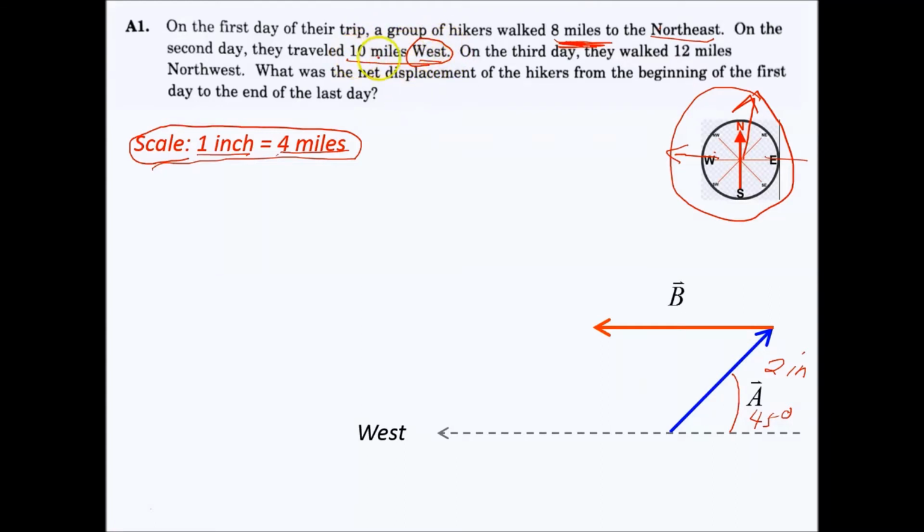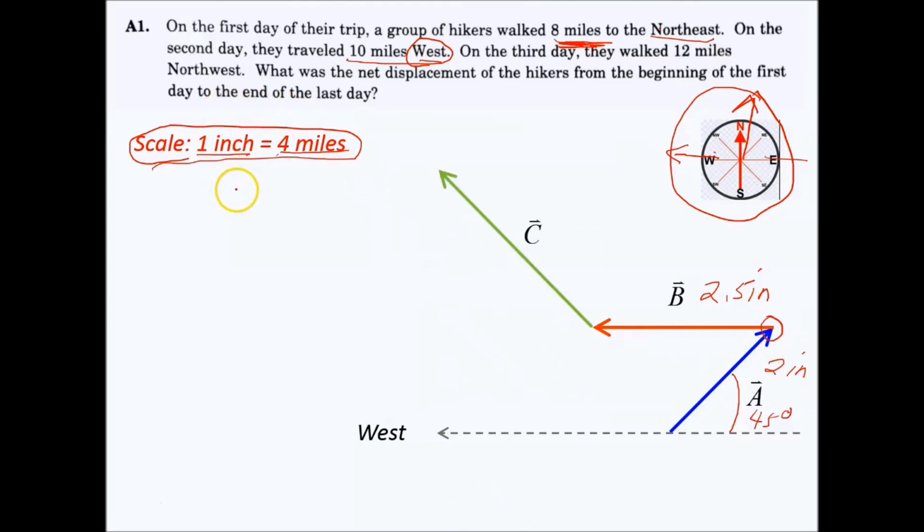Due west. Well, 10 miles of displacement to scale is, let's see if I can do the math here, 2.5 inches. Okay, and due west means it's just due west. But notice that the tail of my second vector starts at the tip of the last one. That's why it's tip to tail.